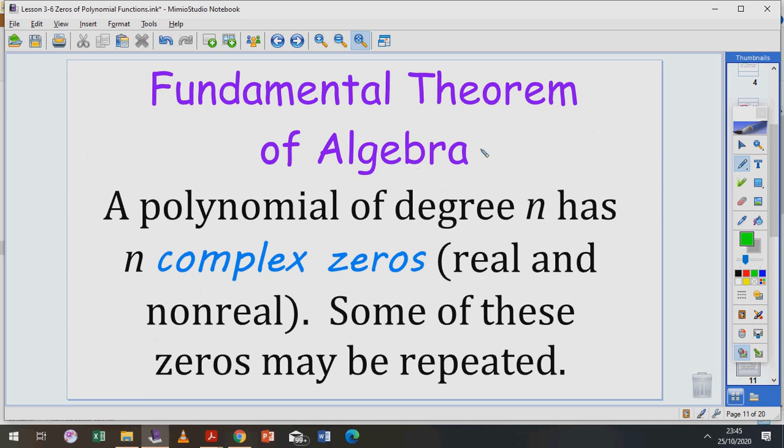So it says a polynomial of degree n, a function of degree n, has n complex zeros. If it has a degree of 4, then it has 4 zeros, 4 complex zeros, including real and non-real zeros. And some of them may be repeated. We're going to look at an example.